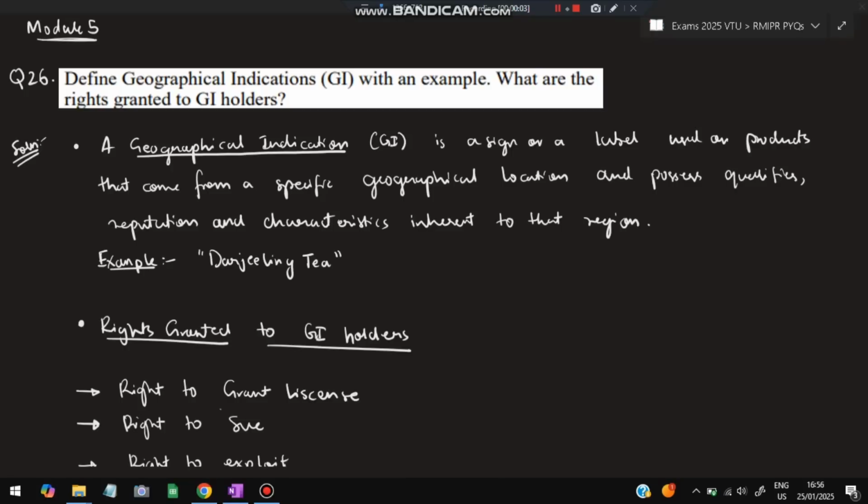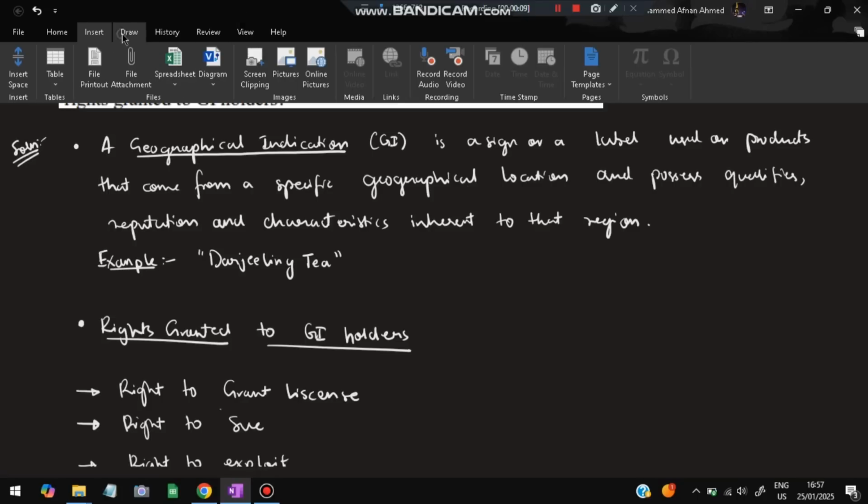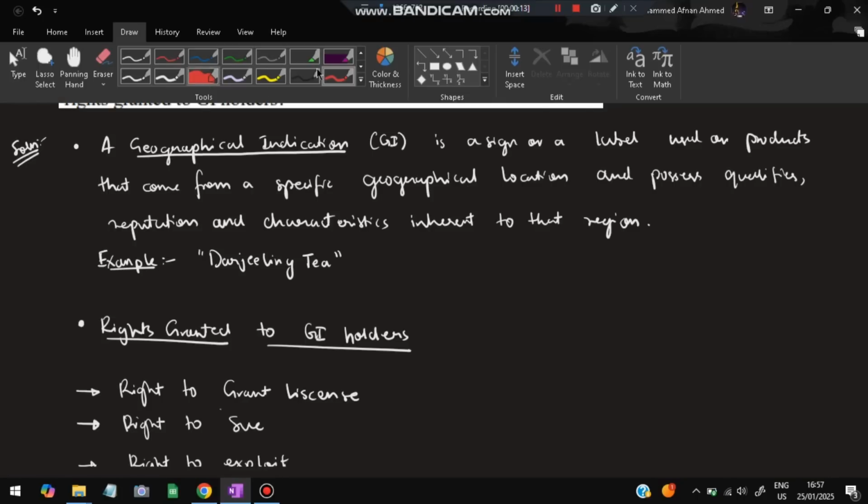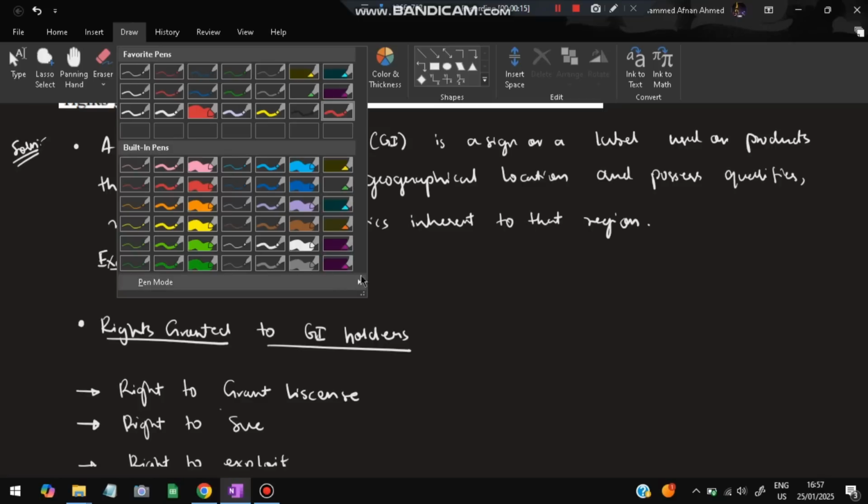Moving on to module 5, we have the first super important question, which is define geographical indications with an example. Okay, you have to explain what is geographical indications, and we also have to write what are the rights granted to the GI holders.